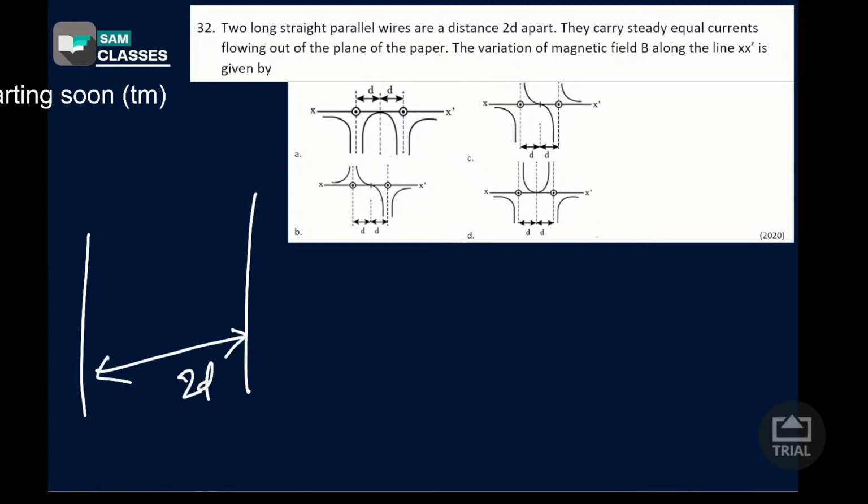They carry steady equal current flowing out of the plane of the paper. Now the variation of the magnetic field along the axis line. How will we put it up? You are guessing. Ma'am is guessing C. Let's see.